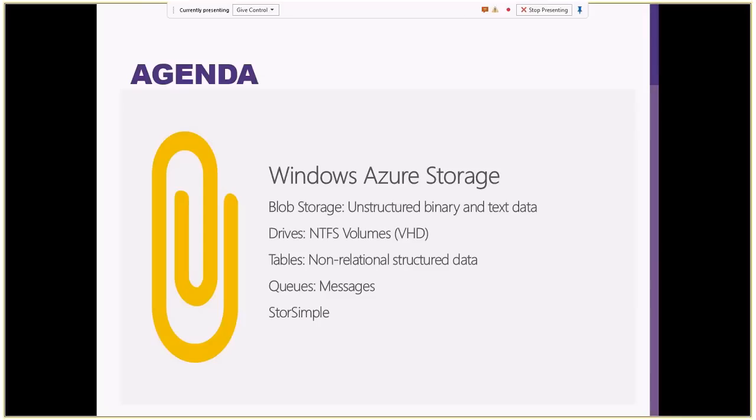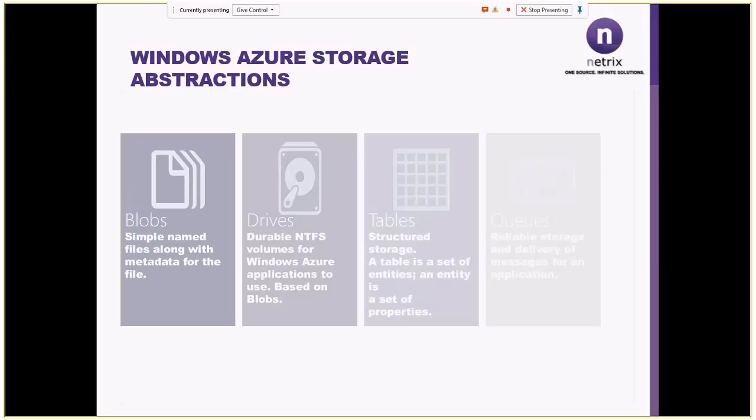So those are NTFS volumes, VHDs that you can add to your VMs, and that will show up as a drive letter and extend out the VM. Tables, which is non-relational structured data, not SQL, queues for messages, as well as StorSimple hardware appliances. So what does this all mean?